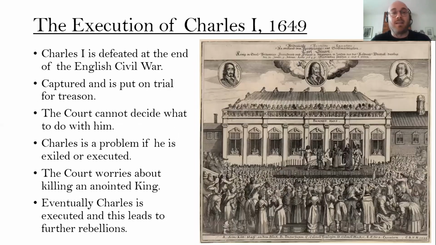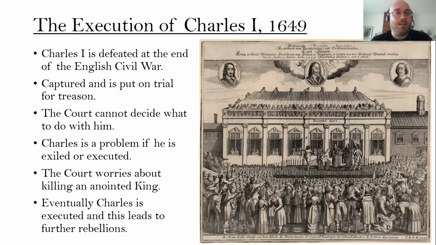And I believe this is exactly the same as the problem that the parliamentarians had during the execution of Charles I in 1649. So Charles I is defeated at the end of the English Civil War, and he's captured and put on trial for treason. And the parliamentarian court has no idea what to do with him. They don't want to execute Charles I because they see him as an anointed king, which means that the only person who's above him as King of England is God, because kings get their power from God directly. So they don't want to execute him, and they're not entirely sure that they can put him on trial. So what do you do with this really high-ranking noble that you have no idea what to do with?